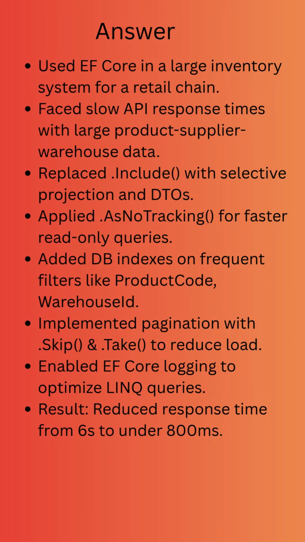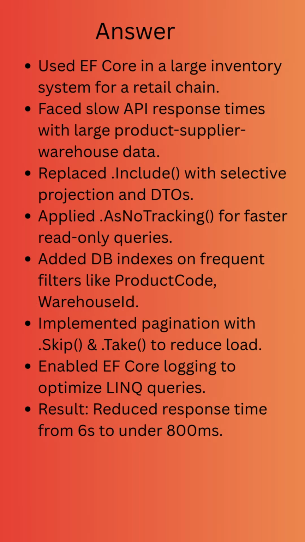Second, we used projection with DTOs. Instead of returning full entity objects, I wrote queries like, get me the product ID, name and supplier name, and map them directly to lightweight DTOs. That reduced memory usage and improved speed. Third, we used AsNoTracking for read-only queries. This skipped change tracking for large reports and improved performance by 30 to 40%.